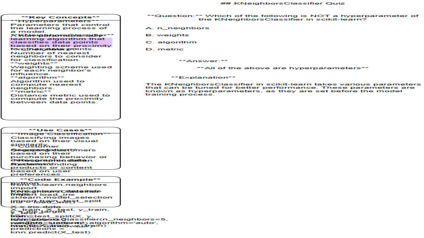In this example, the code uses n_neighbors 5, weights uniform, algorithm auto, and metric Minkowski. The auto algorithm will select the best algorithm based on the data, and Minkowski distance with p=2 will be used, which is equivalent to Euclidean distance.